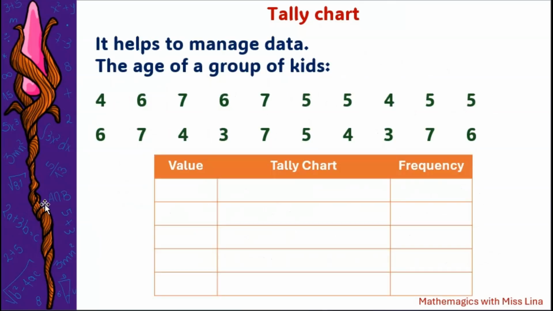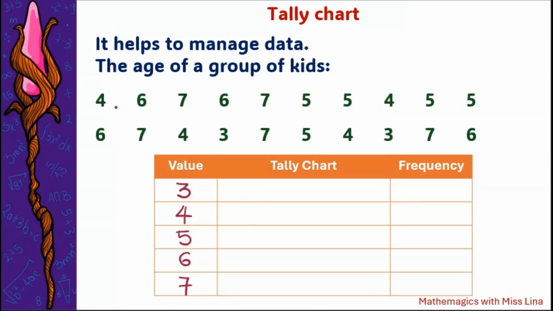So let's see an example about how to use it. In this case, we have the age of a group of kids, and we want to organize this information easily. So first, we are going to identify what values we can find. Notice the smallest one is 3 and the biggest one is 7. So the possible values are going to be 3, 4, 5, 6, and 7. Now we are going to count every value.